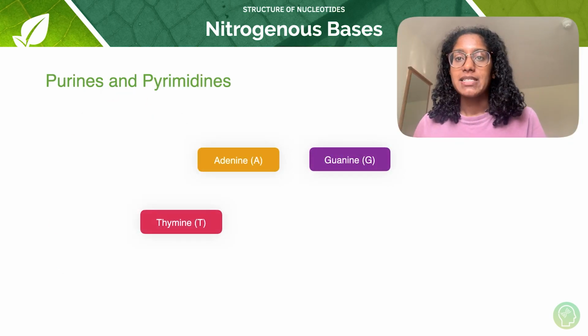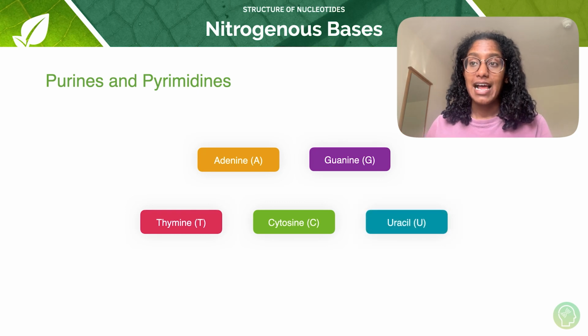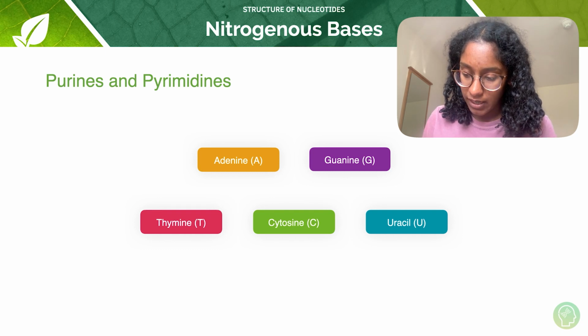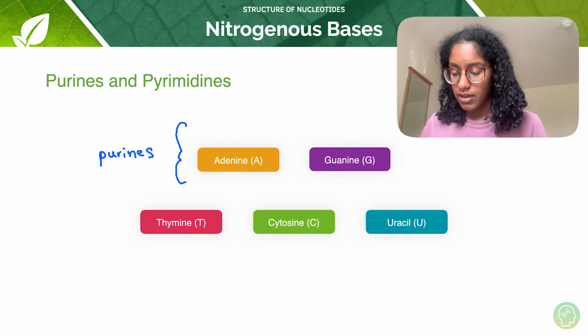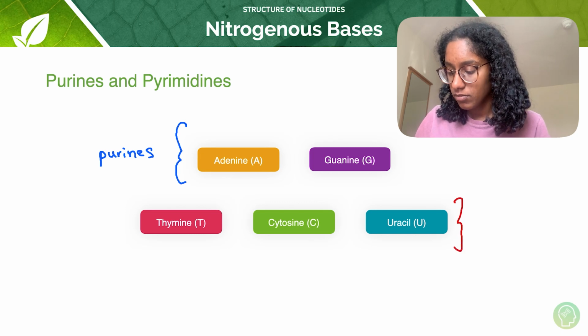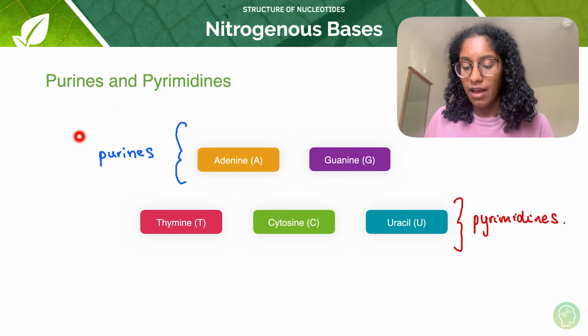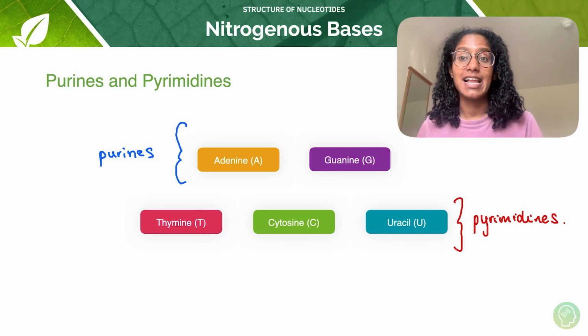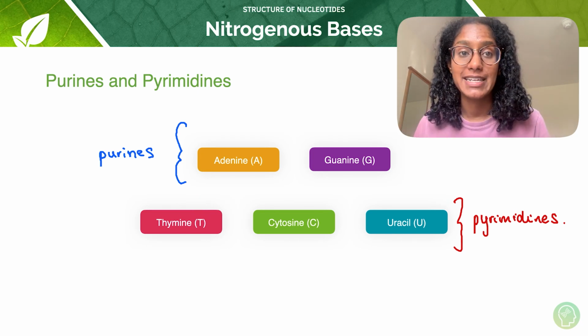Now we can split our bases into 2 different groups classified by their structure. Adenine and guanine are our purines. And then thymine, cytosine, and uracil are our pyrimidines. All this means is that these have a similar structure and these have a similar structure. So our nitrogenous bases can be classified into either purines or pyrimidines.